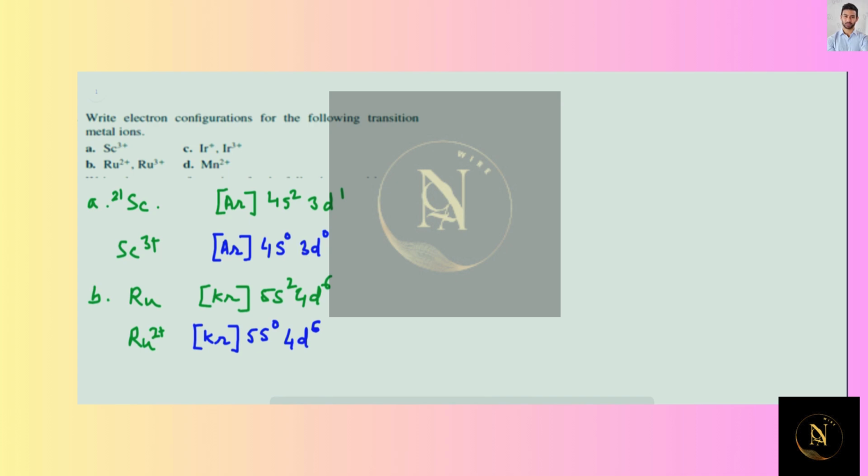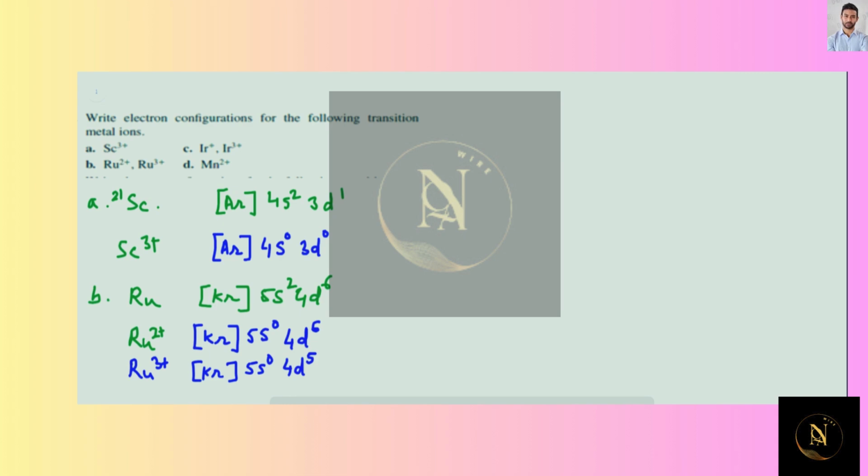Next is Ru3+. So after krypton, 2 electrons are removed from the s orbital and 1 from the d orbital. So 5 electrons are left over here. This is Ru3+ electronic configuration of ruthenium.